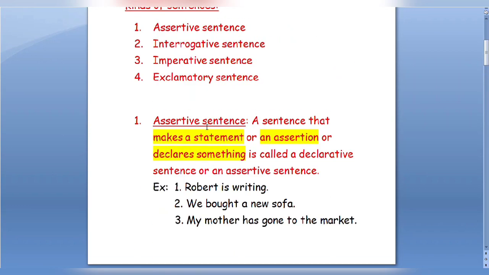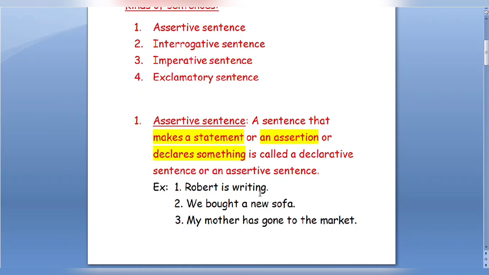So what is an assertive sentence? A sentence that makes a statement or an assertion or declares something is called a declarative sentence or an assertive sentence. It can be a statement, an assertion, or it is declaring something. Whatever sentence is just a statement or an assertion or is declaring something is called an assertive sentence.